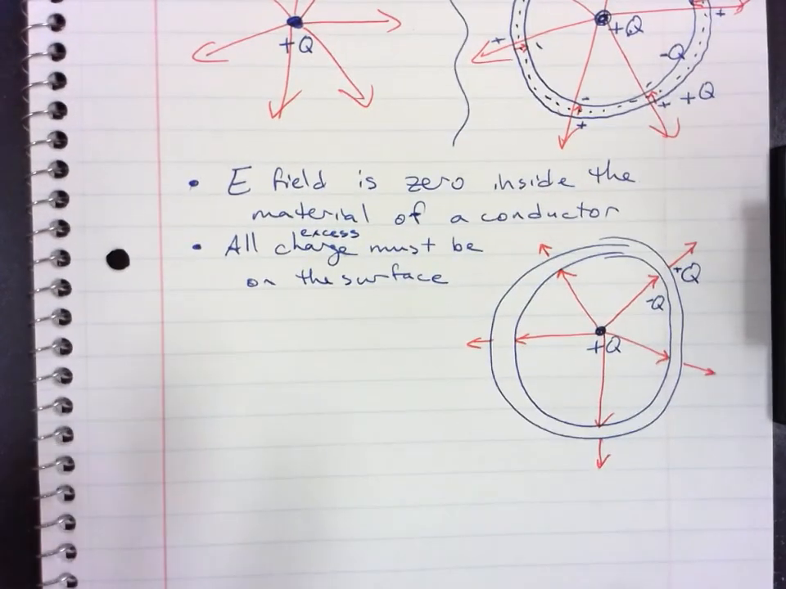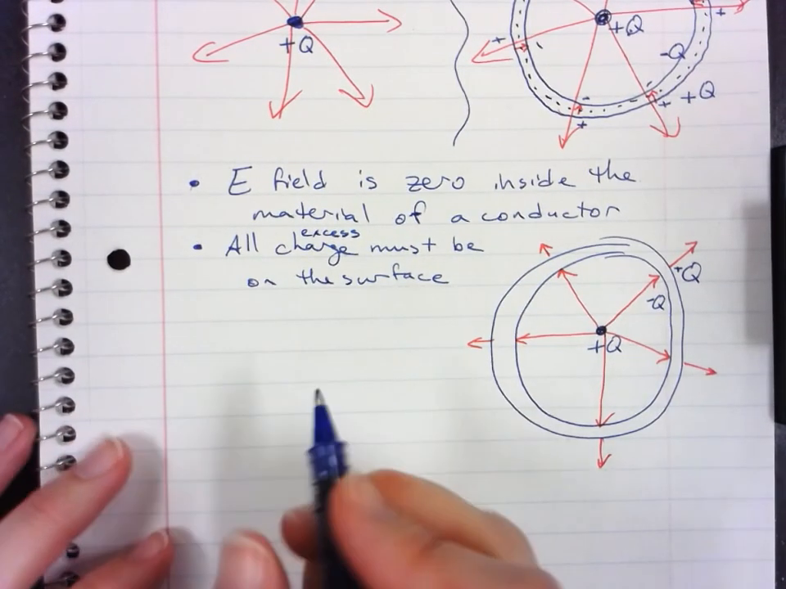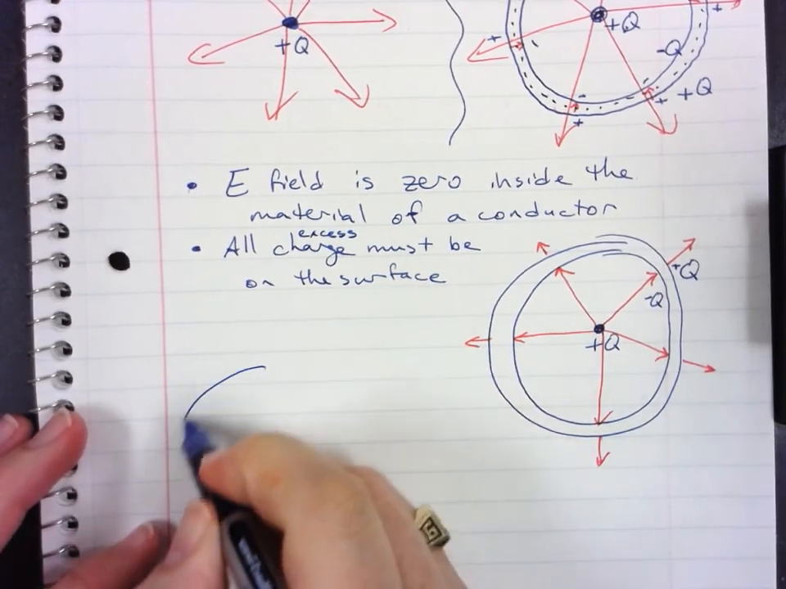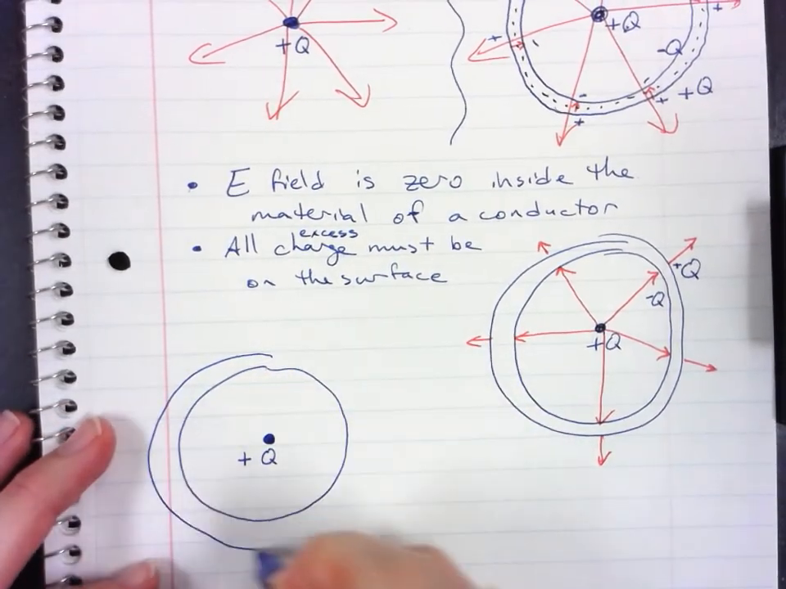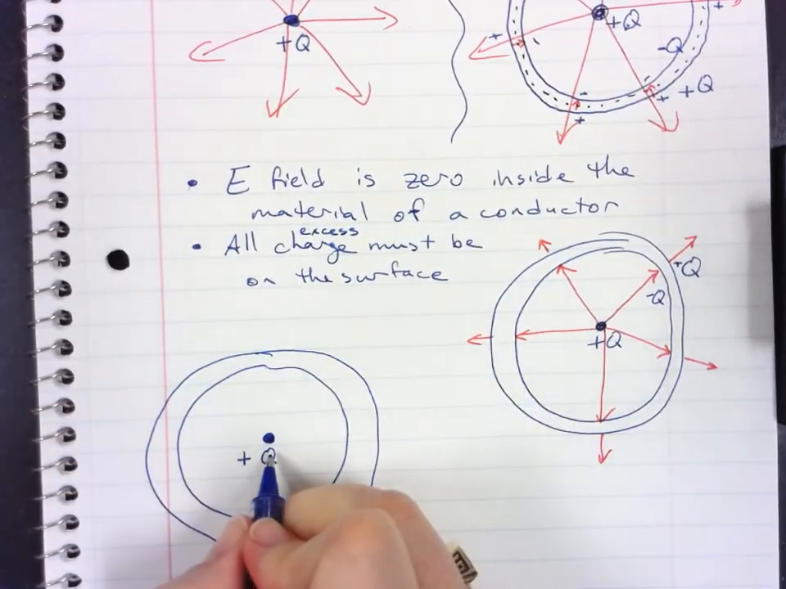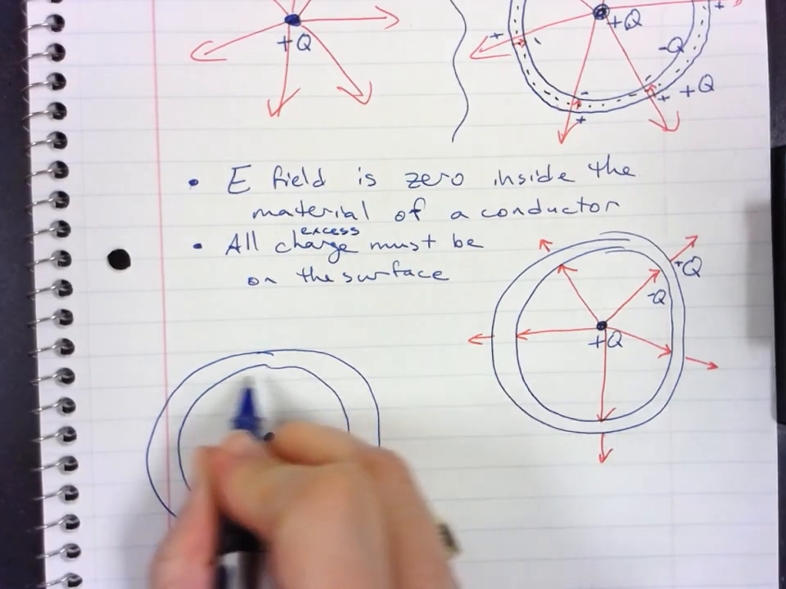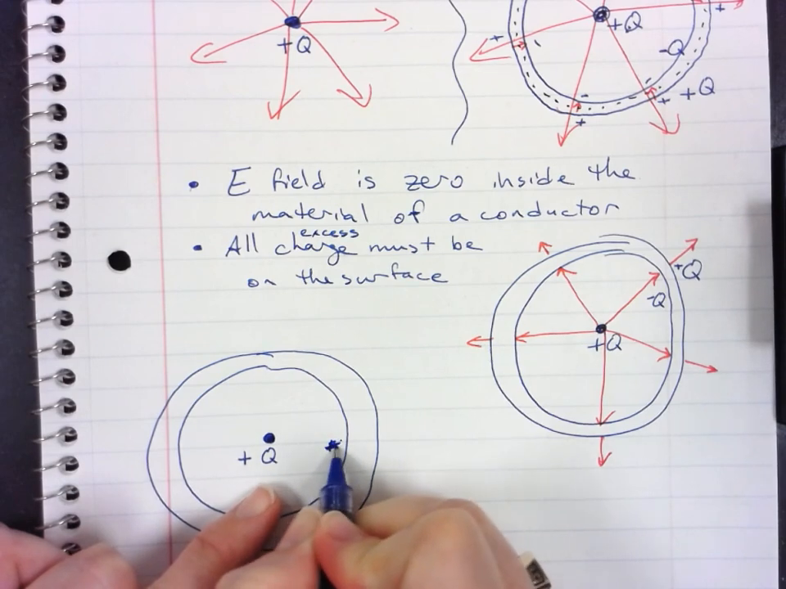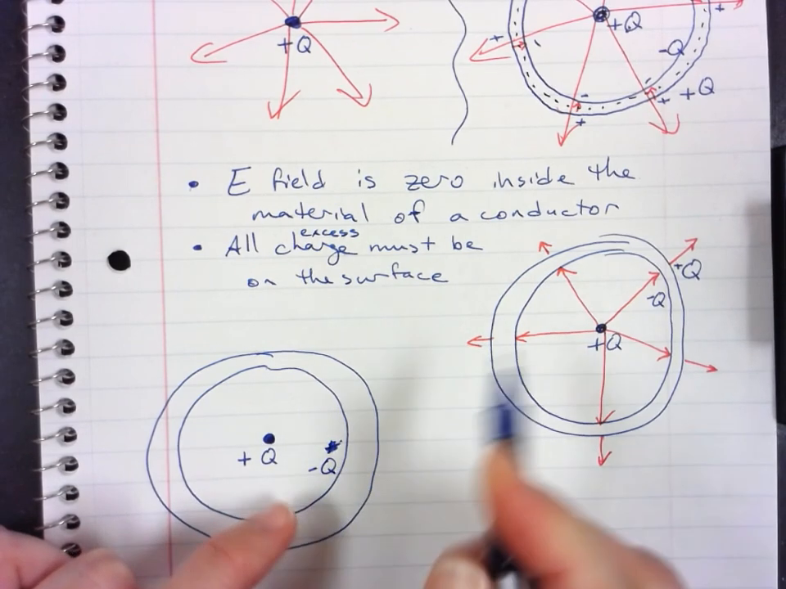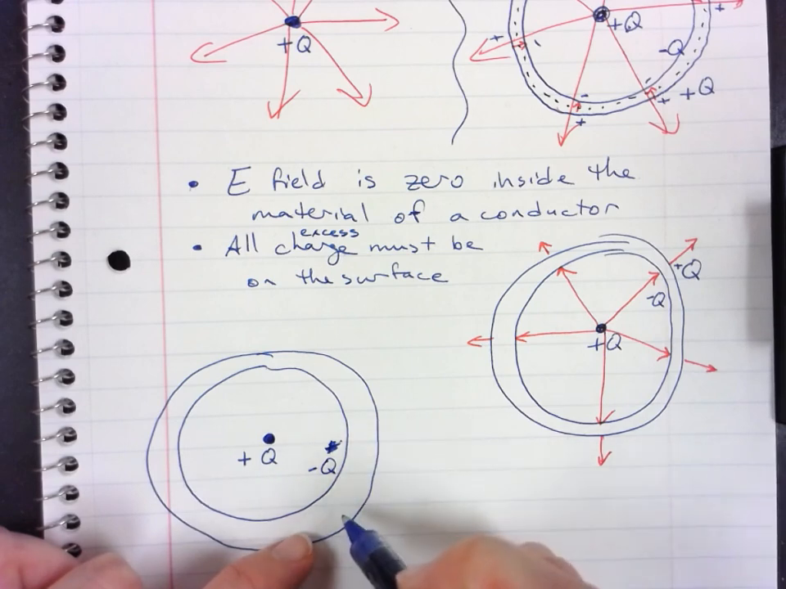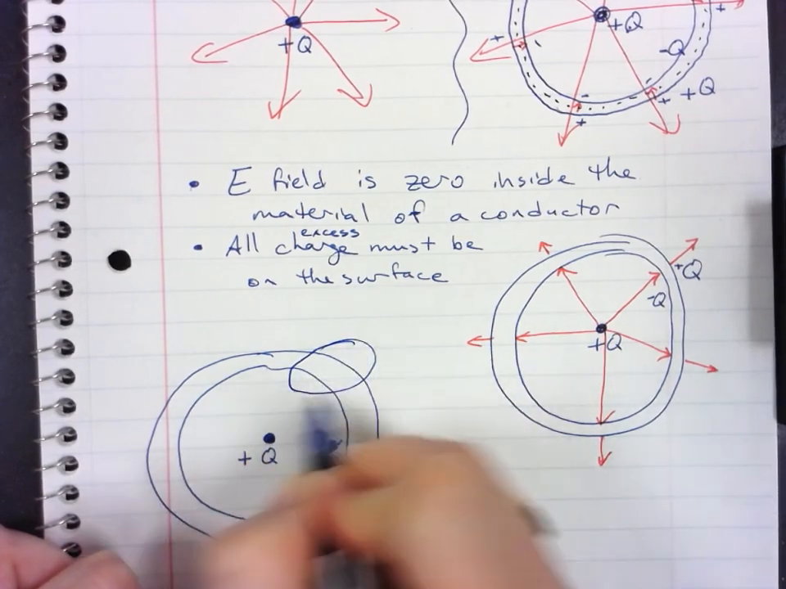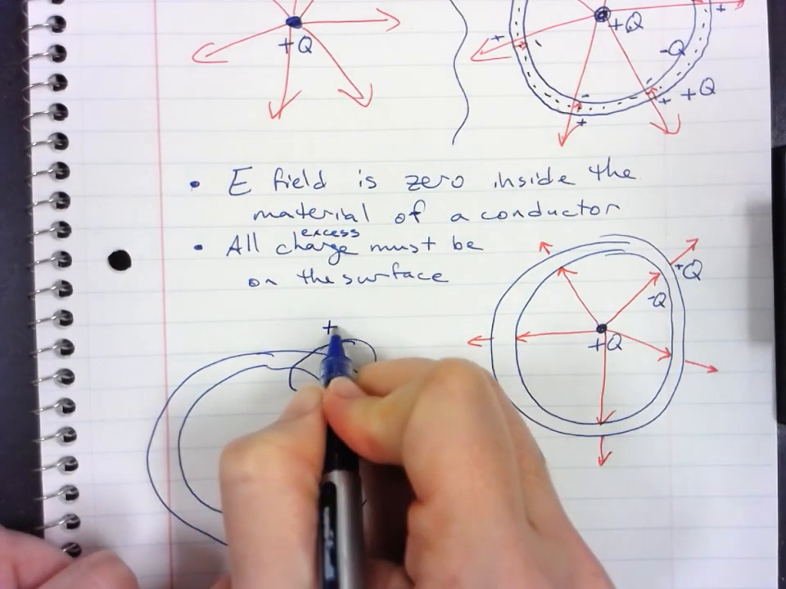So let's talk about more complicated situations. So if we have a point charge here that's positive Q, and we put a spherical shell around it, well, because of Gauss's law, electrons are going to be pulled to the inside to cancel out this positive Q. So we have negative Q on the inside surface, so now there's no electric field in this area. But let's say initially this thing, overall, the shell, had a charge of positive 5Q.